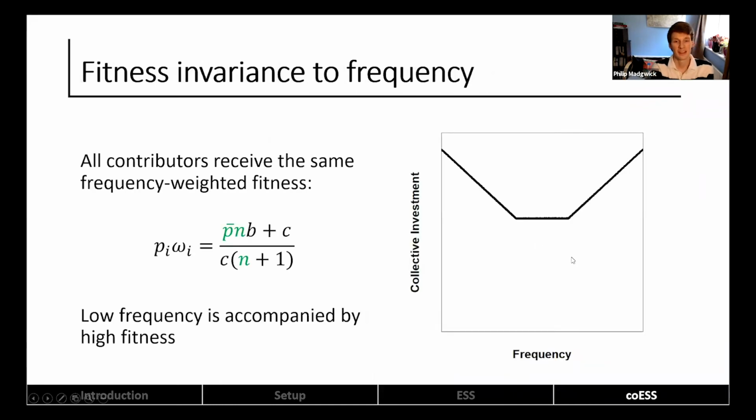So one of the most interesting things that we found was that there is fitness invariance to frequencies. All the contributors, all the players which are performing some non-zero level of cooperation have the same return on their investment. And what this means is that they end up with the same transmission going forward, the same frequency-weighted fitness, which is often viewed as their frequency in the next generation, which is a really interesting result because it suggests that there is some kind of negative frequency dependence at play, where we see that a contributor with a low frequency ends up with a higher fitness.